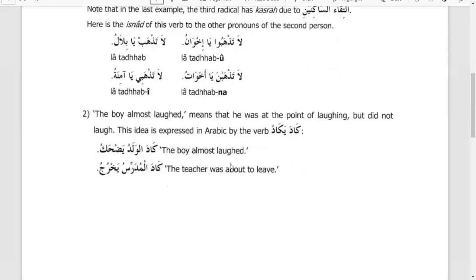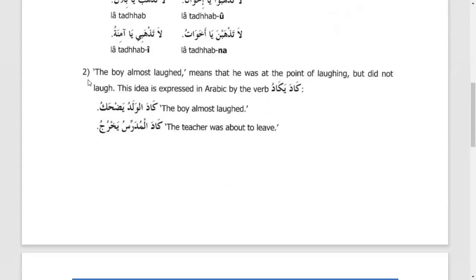Now we go back to the points, and here we have point number 2, which is about the use of kada yakadu. Okay, so what is the meaning of kada yakadu? It is translated as almost or about to. It's a small, beautiful group, which is by itself. There are like 3-4 verbs, and they have only one demand. The demand is that the verb that comes after them has to be always in the present form.